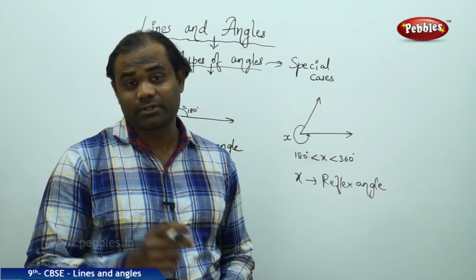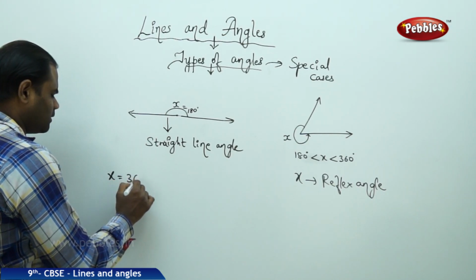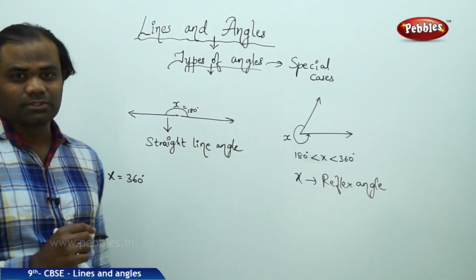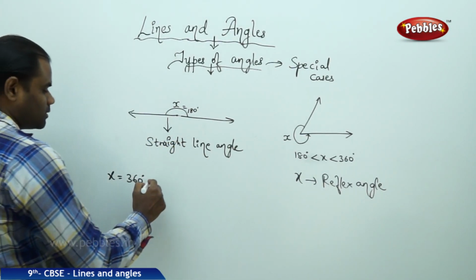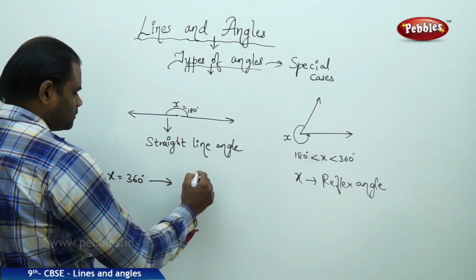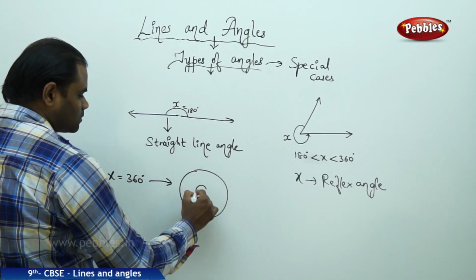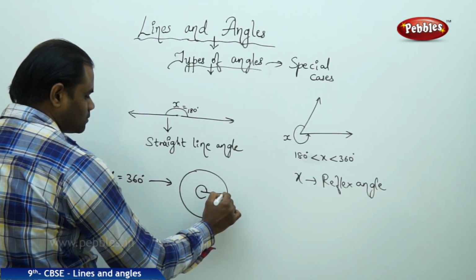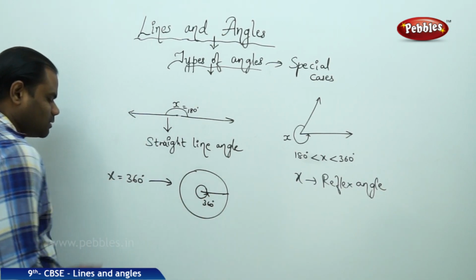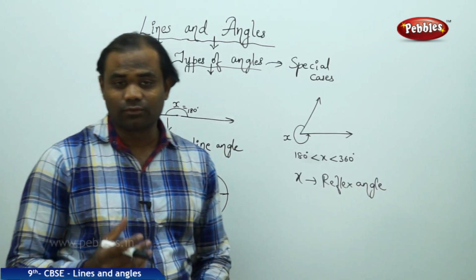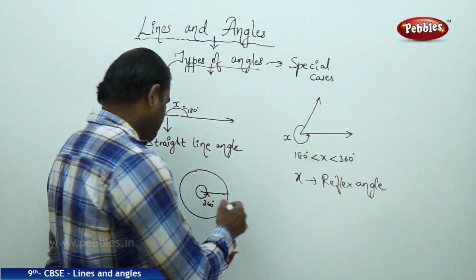What if the angle is 360? Let me end with the last angle which is 360 degrees. If the angle is 360 degrees, then I have a full circle which is formed. And hence this angle, which is one full 360 degrees, is called a one full circle angle.